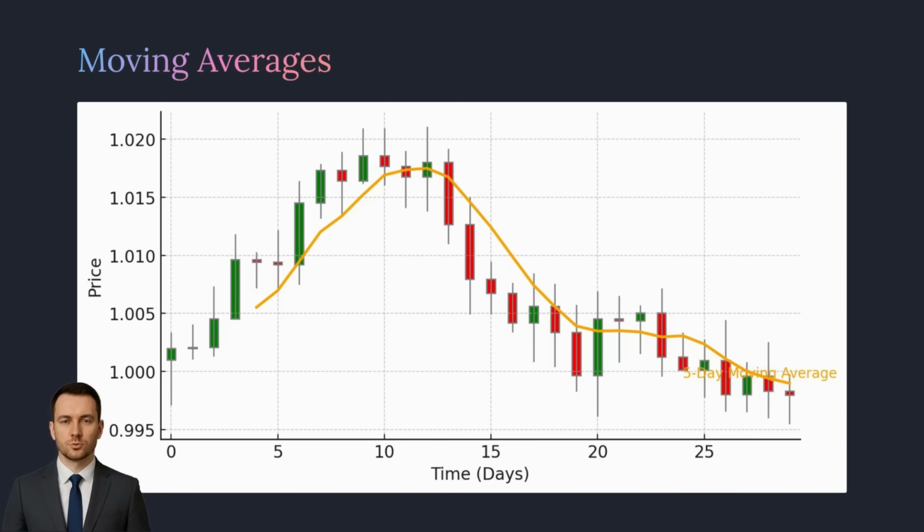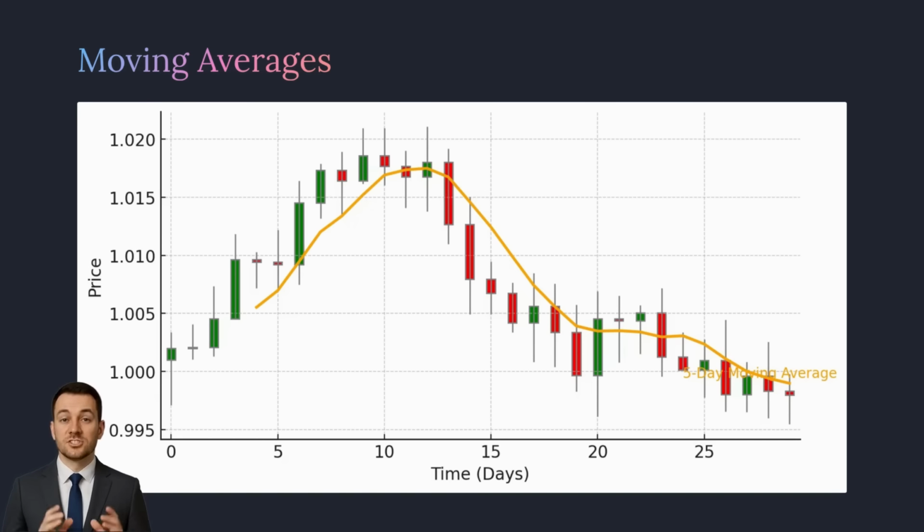Traders often use moving averages to identify trend direction and as floating support or resistance. For example, the price in this chart repeatedly pulls back toward the moving average, the orange line, and then bounces higher, indicating the MA acting as support during the uptrend.